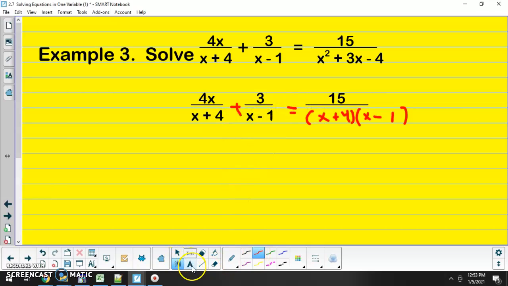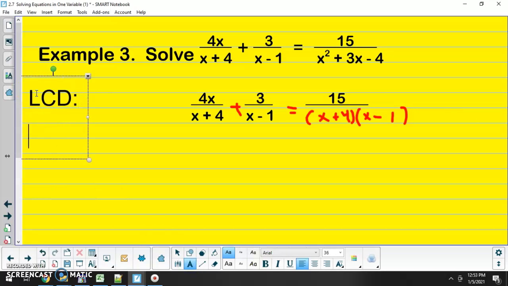So what does that tell us? That means in order to clear the fractions, we need to multiply by the least common denominator, which is a combination of the two factors that you see on the left, or the same thing as these two factors here, x plus 4, x minus 1.